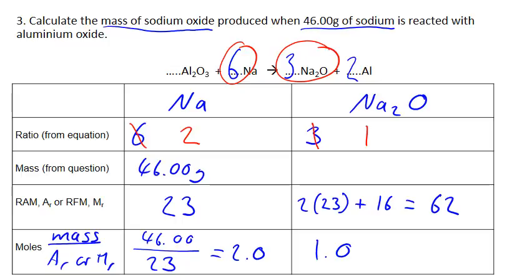Now we can go back and use this information to work out the mass of sodium oxide, and mass in this respect will be the number of moles multiplied by the MR of sodium oxide. So the number of moles is 1 mole multiplied by 62, its MR, which will equal 62 grams of sodium oxide produced.